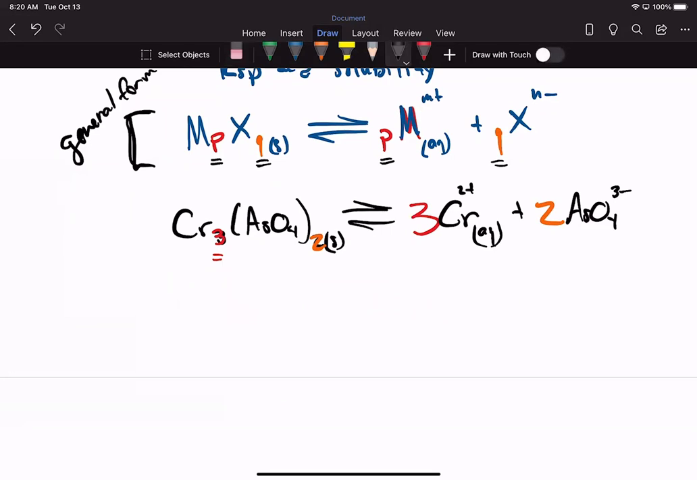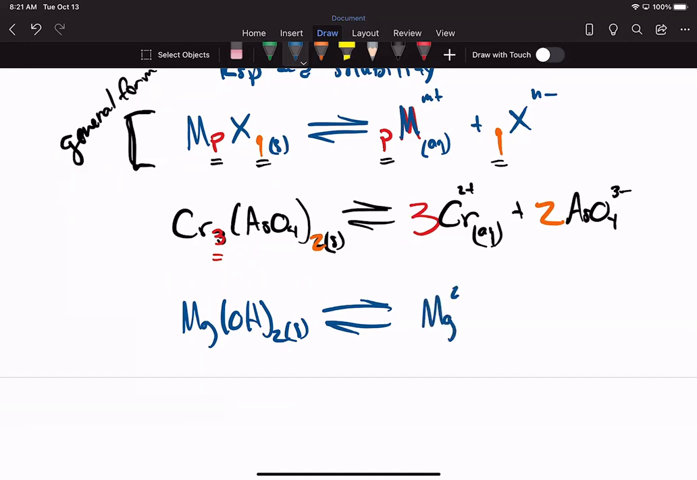Let's take a look at another one. How about one that's a little easier than that. How about we look at magnesium hydroxide, solid. If I'm going to ionize this and turn it into ions, well, I have one magnesium ion. It's 2 plus, and I'm going to put that as aqueous. Plus, I have 2 hydroxide ions, 1 minus, and that's aqueous. And again, they both follow that general rule we have there for taking these compounds and splitting them up into ions.